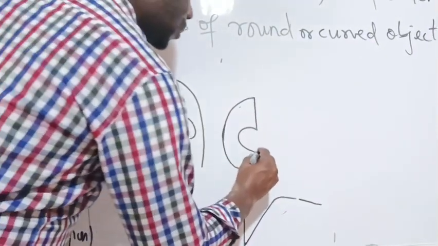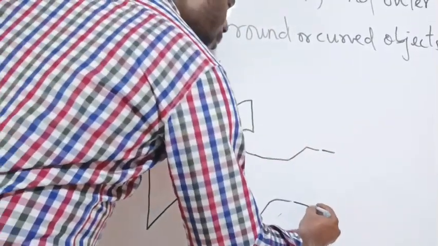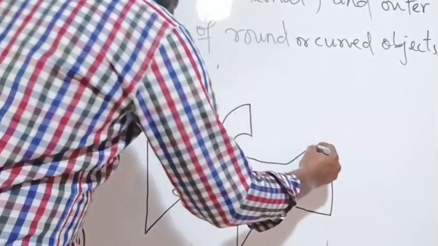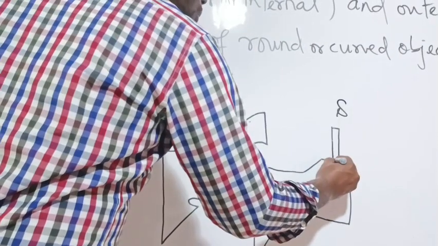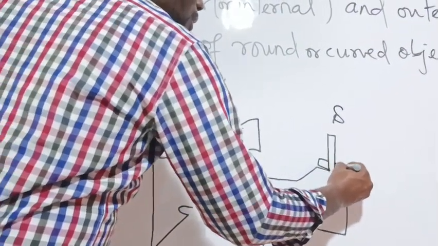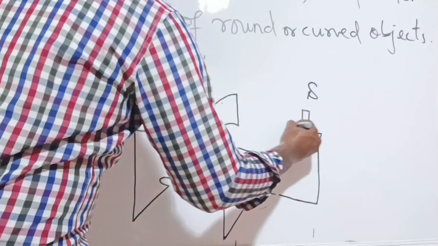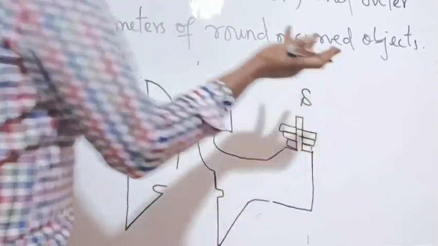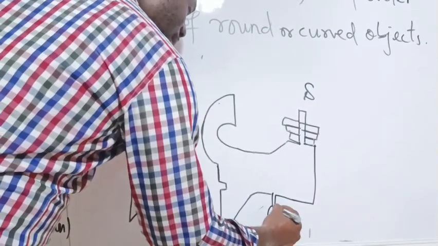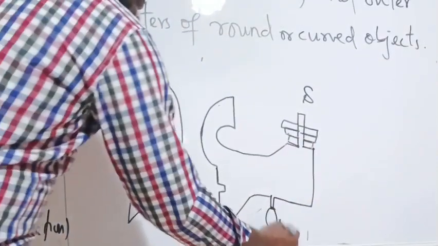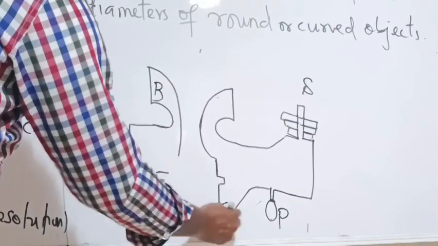So let's see how this goes. Now this goes somewhat like so. There is a locking screw here. This is the locking screw. I could call this locking screw S. So I need to indicate the screw here. This is the screw. All right, then I have another jaw here, somewhat like so. So let me call this jaw A. This is B. This is C, and this is D.